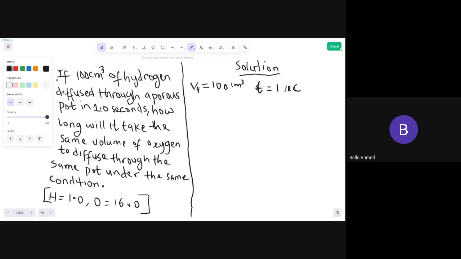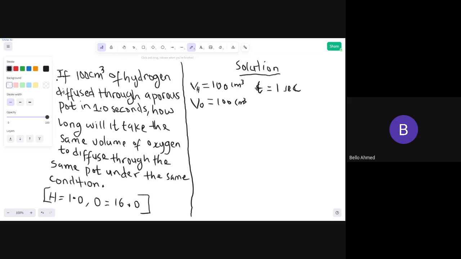Now, how long will it take the same volume of oxygen to diffuse? I want you to look at this. How long will it take the same volume of oxygen? So the volume of oxygen is the same thing as the volume of hydrogen given to us, because the question says the same volume of oxygen. So I'm going to write that the volume of oxygen, using subscript O, is equal to 100 cm cube. Why is it the same as the volume of hydrogen? Well, the question says the same volume as that of hydrogen.